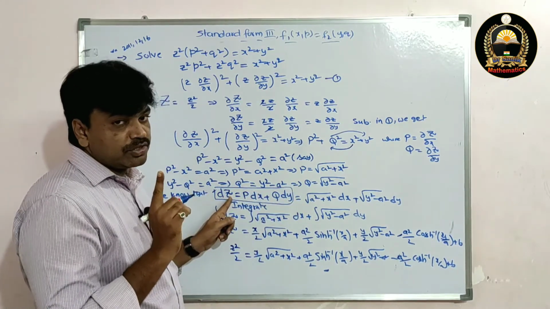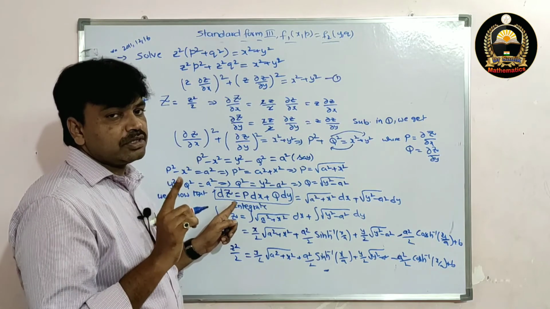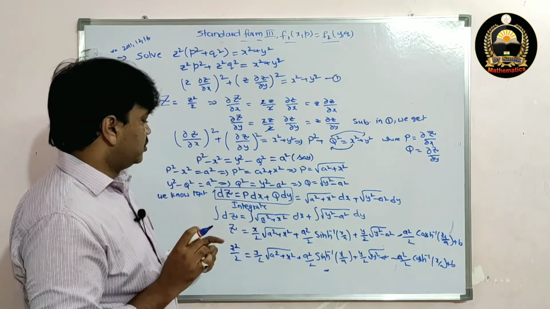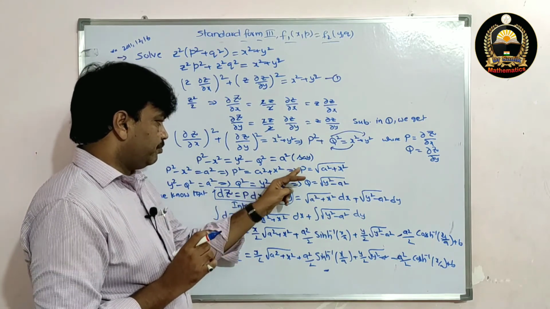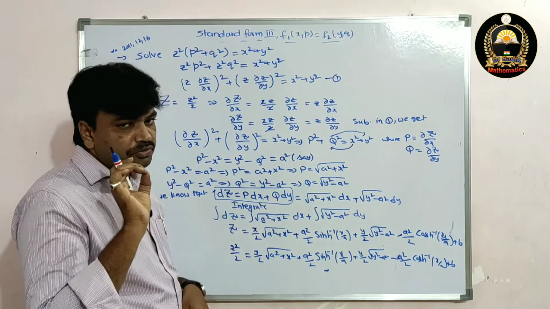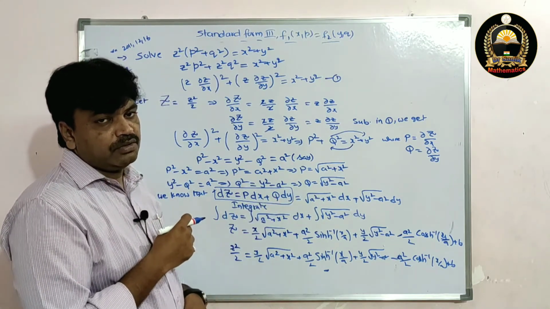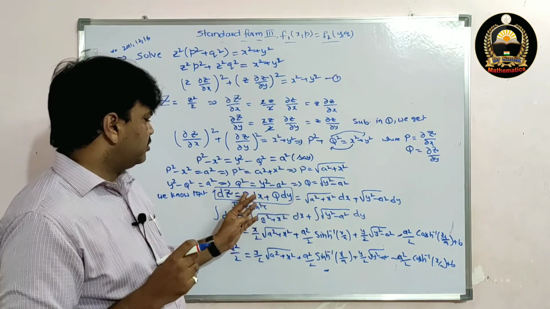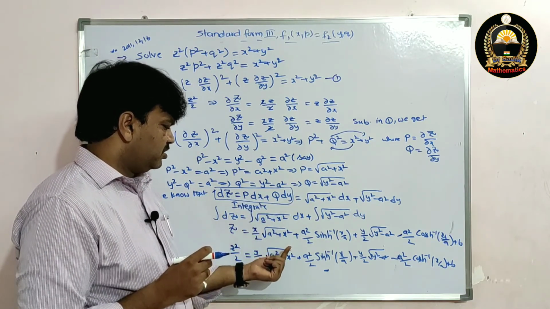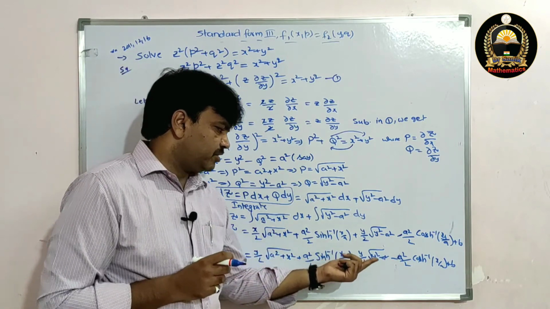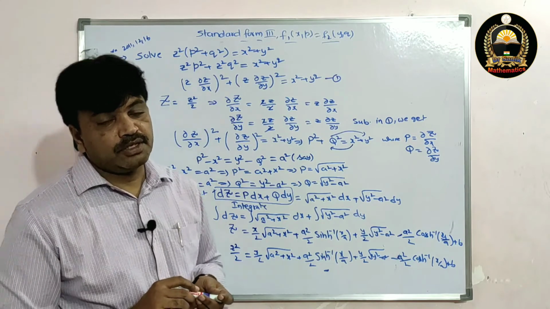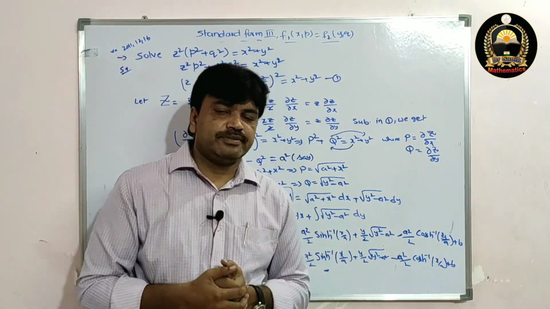d capital Z, students. Previously we wrote d small z. Now this time it is d capital Z, because here we have capital Z. So d capital Z is equal to capital P dx plus capital Q dy. Don't forget, students. So I substitute P and Q values here. Simply integrate, students. By the suitable formulas we know, apply the formula, write down the formula here. We can finally get the required solution of the given problem, students.